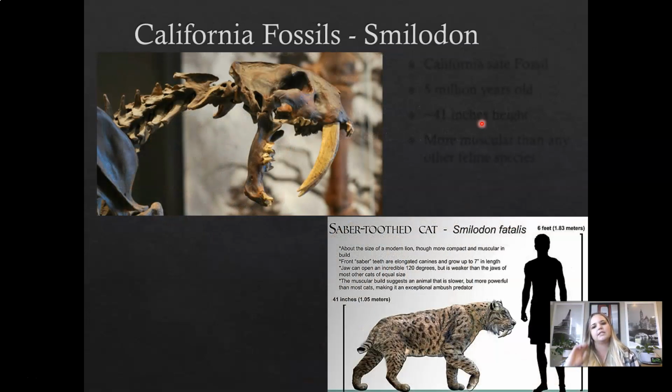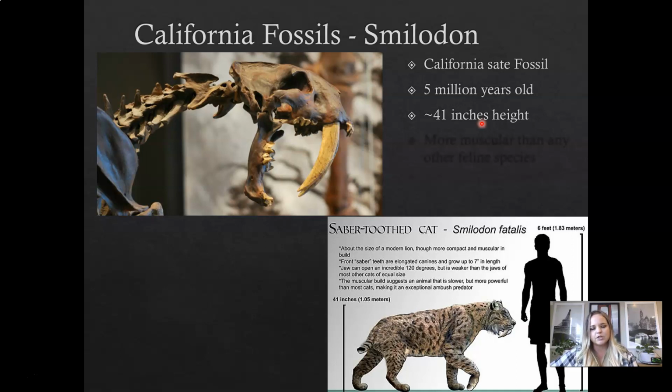Then we have the Smilodon, which is the California state fossil. They lived about 5 million years ago, and this guy is actually relatively short. He's not as tall as a lot of people think he is. He's about 41 inches in height, so actually a lot shorter than the bear is. And it's much more muscular than any other feline species. And those front canines were used to dig into prey. A lot of the time it went into arteries, hopefully allowing the animal to bleed out so then it could scavenge the rest of it.